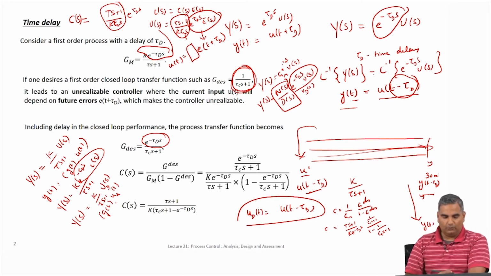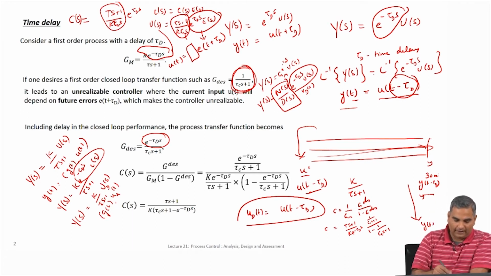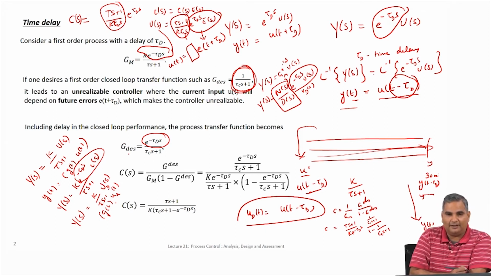Okay. So, once we do that, then I have a g desired e power minus tau d s over tau c s plus 1, and just like how I explained in the inverse response behavior, by looking at this itself, we can say this desired itself is a time delay system, right. So, we are deliberately introducing a time delay in the desired to counteract the time delay of the process.